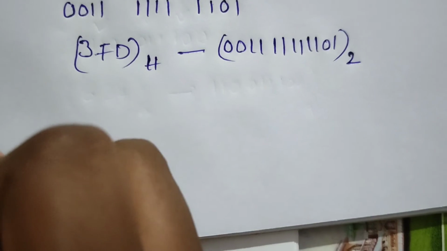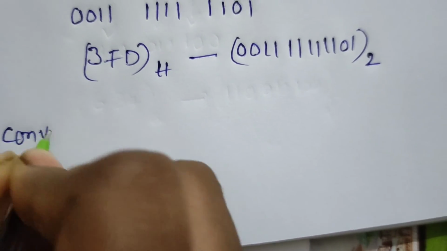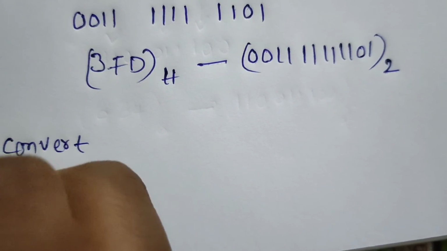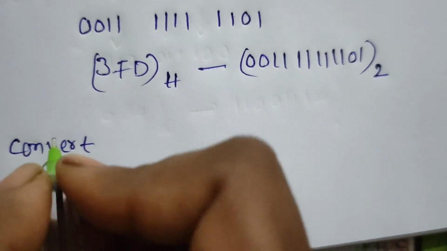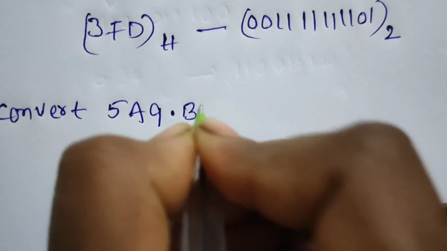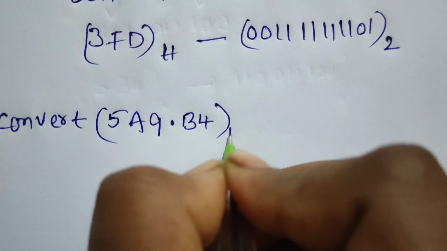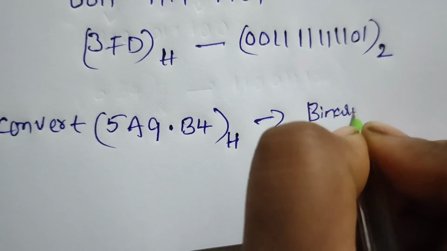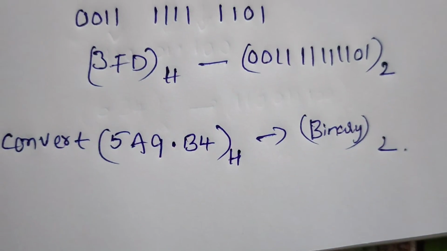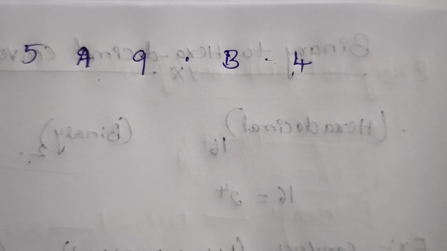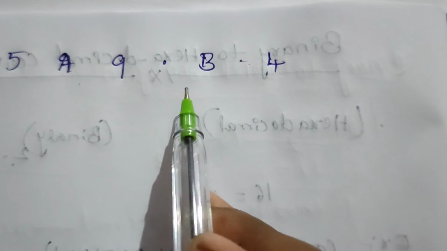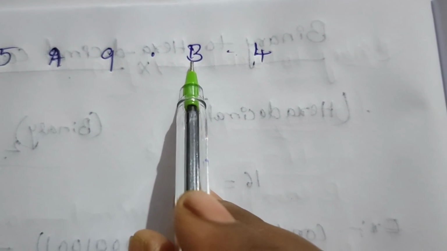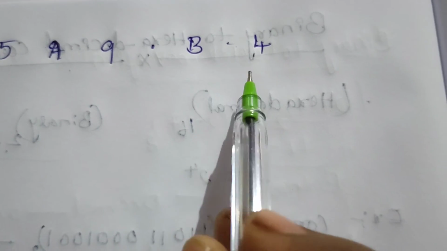So let us take an example with a fraction part. Convert 5A9.B4, this is a hexadecimal, to its binary. Even if the example consists of a fraction, this fraction part is also converted into its binary with 4 equivalent bits only.